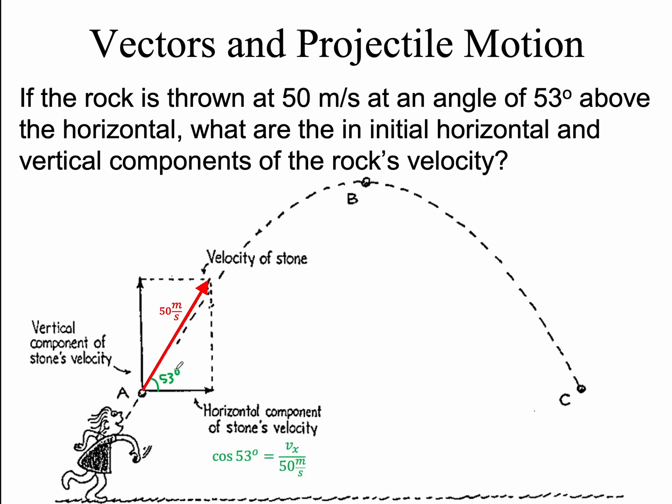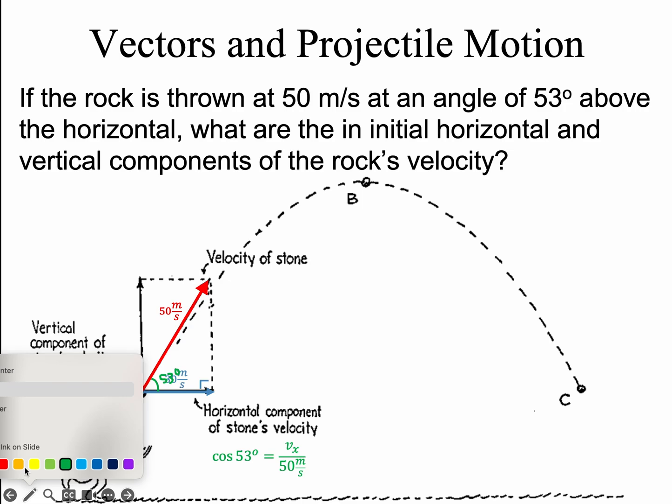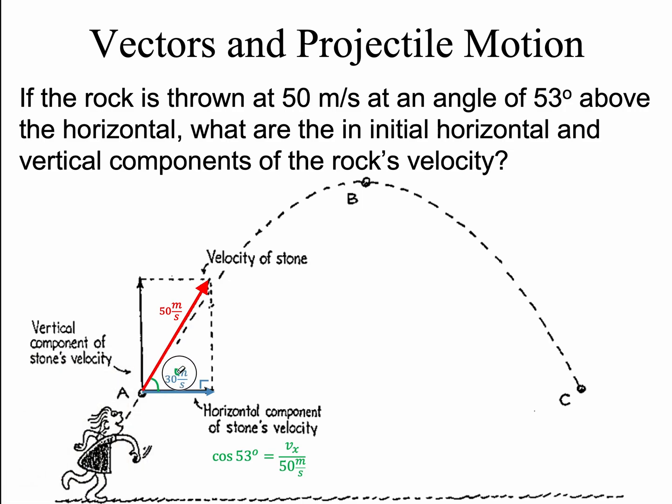To find the horizontal piece, the adjacent side, which I'm calling v sub x, velocity in the horizontal direction, over the hypotenuse, which is 50. If you just rearrange that, 50 times the cosine of 53 degrees gives us our magnitude of 30 meters per second. Likewise, on the other side, we can use trig again, and I'm going to call this v sub y for the vertical component of the velocity. You'll discover that's going to be about 40 meters per second.